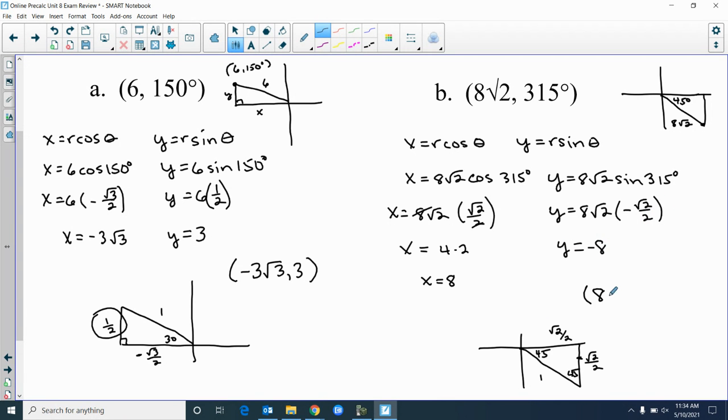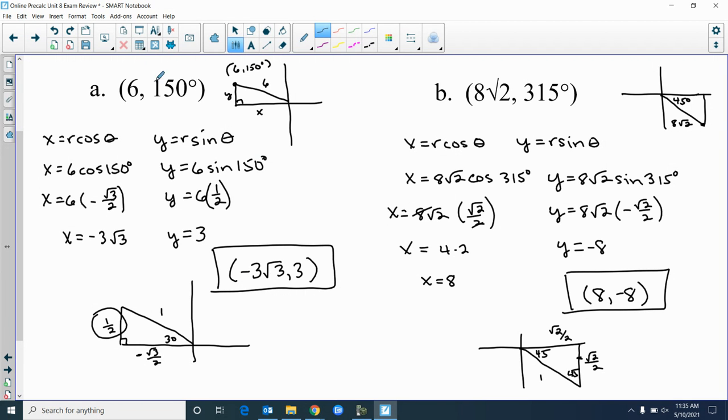Coordinates of our point, 8 and negative 8. Make sure your positives and negatives match up with the quadrant of the polar coordinate. 150 degrees has to be in quadrant 2, which means you have to have a negative x and a positive y. 315 is in quadrant 4, which means you have to have a positive x and a negative y. So 8, negative 8.